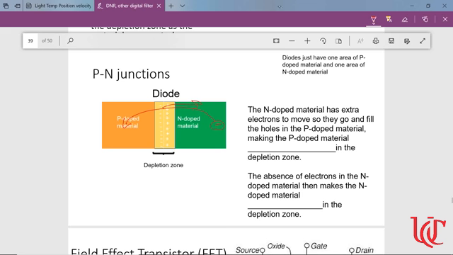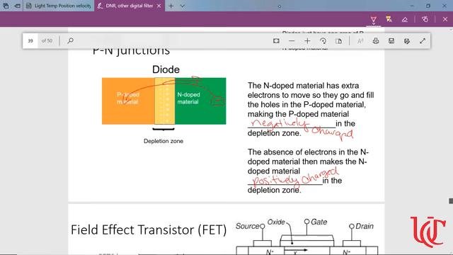So my p-doped material will become negative charge in my depletion zone, and the absence of electrons in my n-doped material makes my n-doped material positively charged. That makes my diode. That's simple when I'll have two interactions.